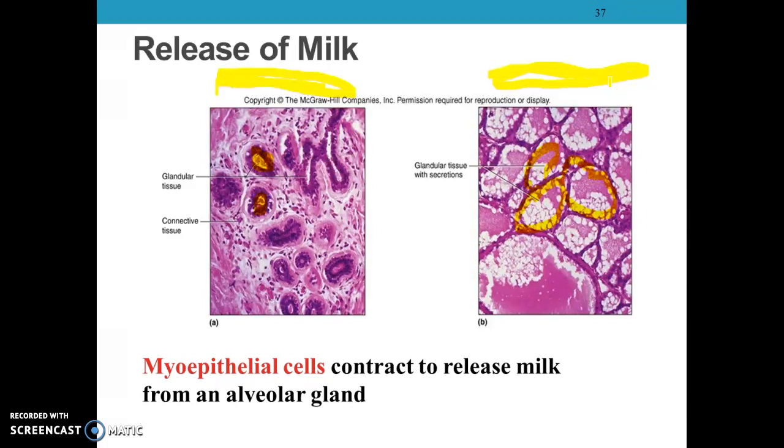All right, we also have myoepithelial cells that will contract to release milk from the alveolar glands. So around those glands, you can't see, but there's a really, really small muscle layer called myoepithelial cells. Okay, myo means muscle. I know we've used that word a lot in here, but definitely in Anatomy 1 in the muscular system, you saw myo a ton. So myoepithelial cells are muscles that will contract. And when those muscles contract, that means that milk is going to be released from the glands.